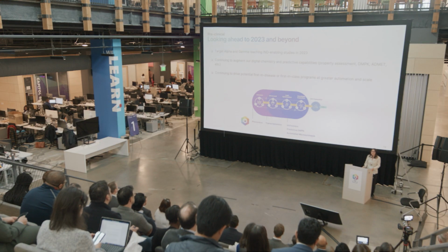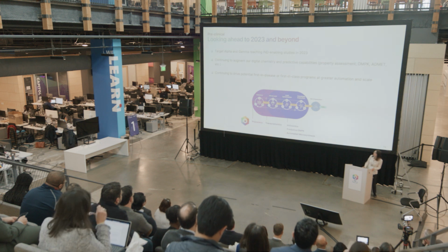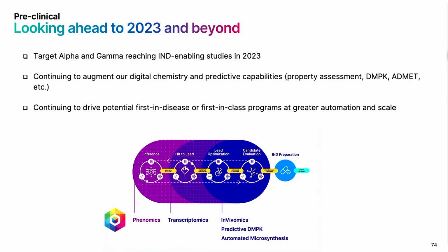So with that, let me give you the quick where are we going in 2023 for our preclinical programs. We are working to drive target alpha and gamma to IND-enabling studies in 2023. We're continuing to augment and bring into our internal programs digital chemistry and predictive capabilities, which Imran started to touch upon, but I wasn't able to show you any really good examples here today, but hopefully the next time we will.